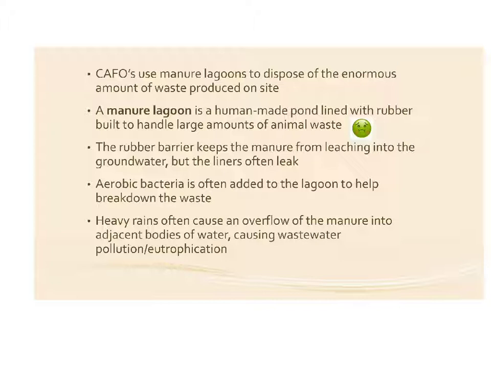The rubber barrier keeps the manure from leaching into the groundwater, theoretically, but liners often leak. Aerobic bacteria can be added to the lagoon to help the breakdown of waste, and it also sometimes helps the smell, although the smell is absolutely overwhelming. Here's the problem. It rains, and when the rains come, they overflow the pond. So the overflow of manure happens into adjacent bodies of water, which obviously causes wastewater pollution and eutrophication.